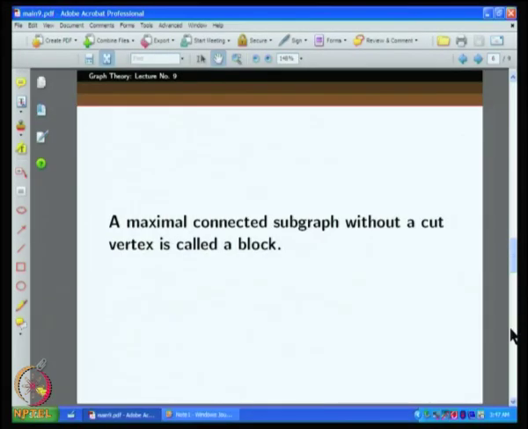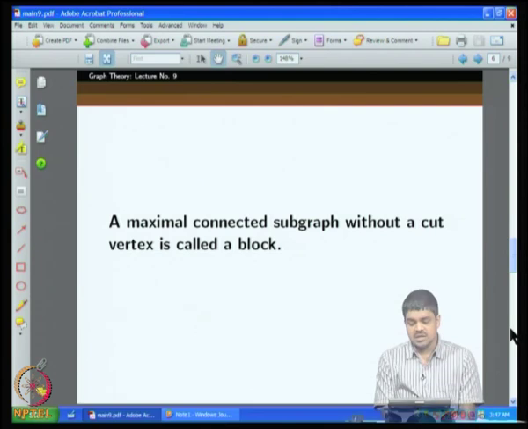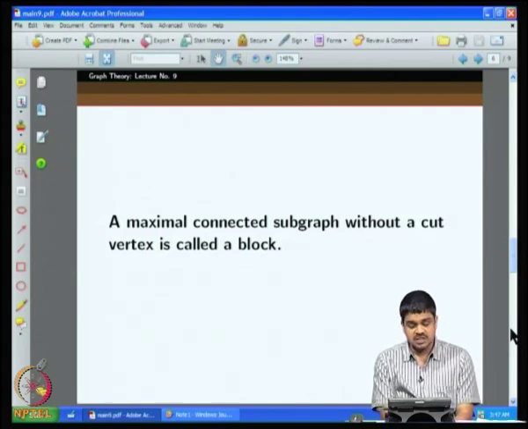But before that, we will just look at the two connected graphs. How will they look like? This is our aim. So, here is one definition. You know that in a graph, a maximal connected subgraph is going to be a component, right. Like that, in a connected graph you can look for a maximal connected subgraph without a cut vertex, and that is called a block.